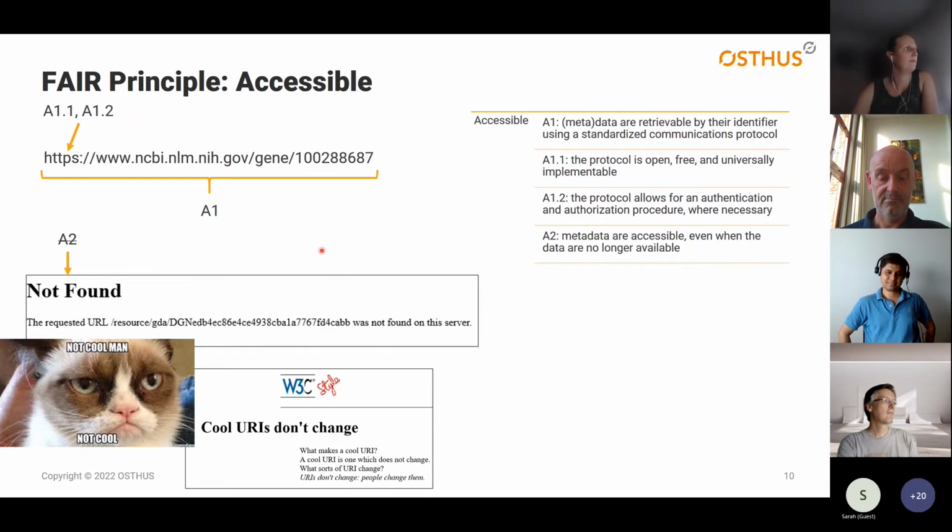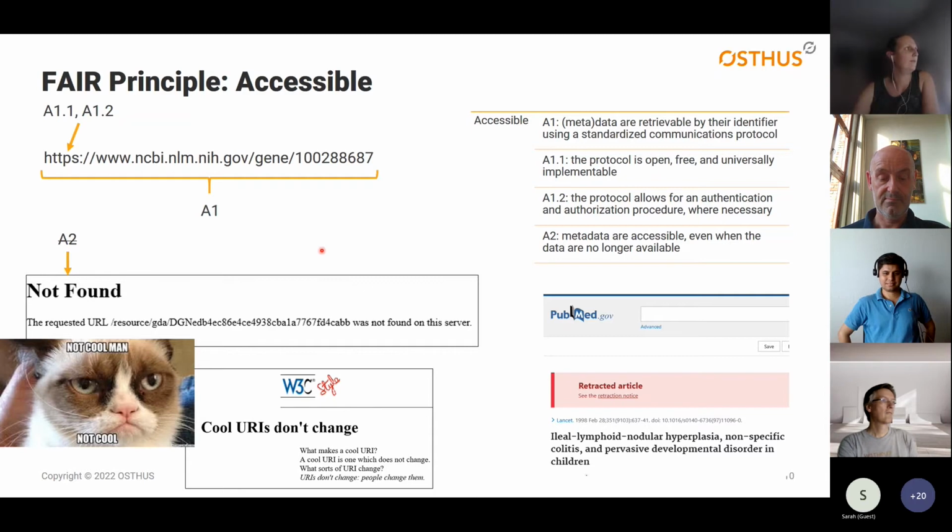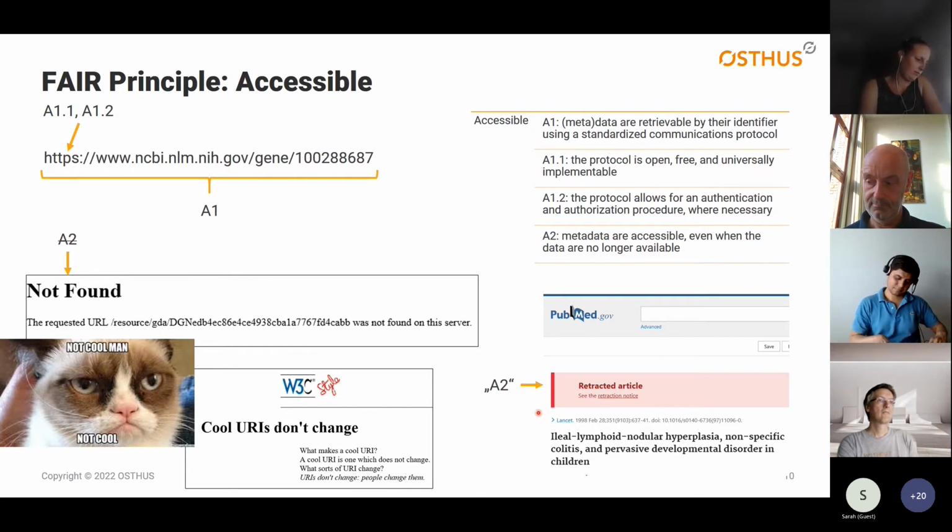Another nice example for A2 that I found was this retracted article. You might have seen this one before, but maybe not the title. This is actually the article that led to a lot of people thinking that vaccines were linked with autism. So it took quite a while until this article was finally retracted, but this article is still online. So it's just A2 in quotation marks, because A2 says metadata are accessible even when the data are no longer available. In this case, the data is available, but when you visit the website of the Lancet, it says retracted all over.